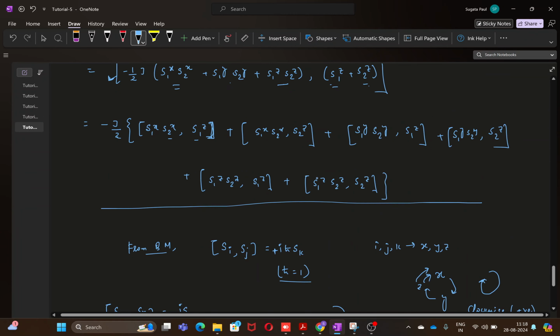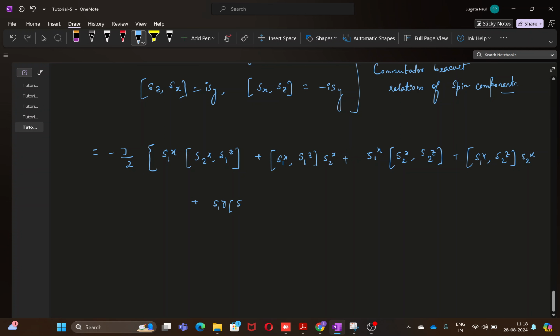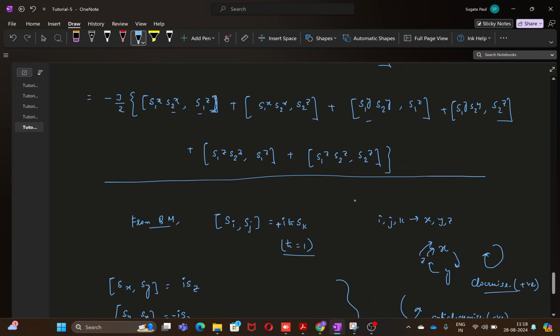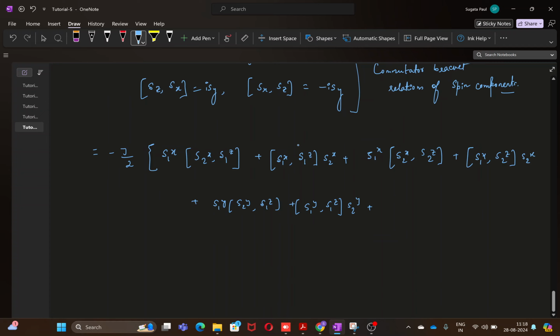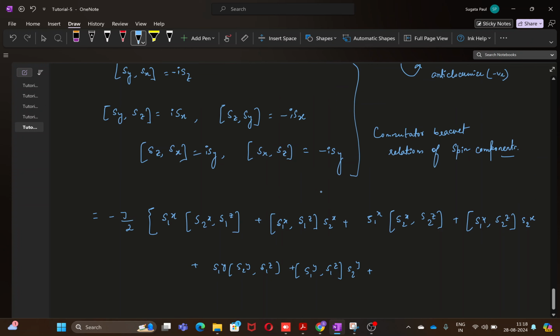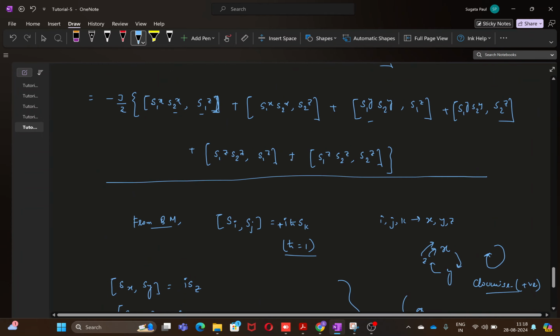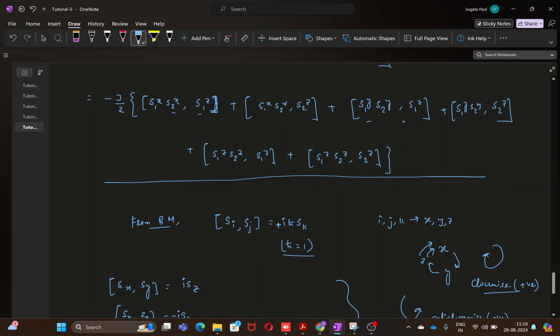Similarly for the third commutator bracket in product form, this is s1y, s2y and s1z. So it will be s1y, s2y, s1z, plus then again s1y and s1z, and s2y remains outside. Also, we are left with two more terms. We have already covered 1, 2, 3, 4, 5, 6 terms. That means each commutator bracket product produces 2 terms, so we have covered 3 commutator bracket product terms.